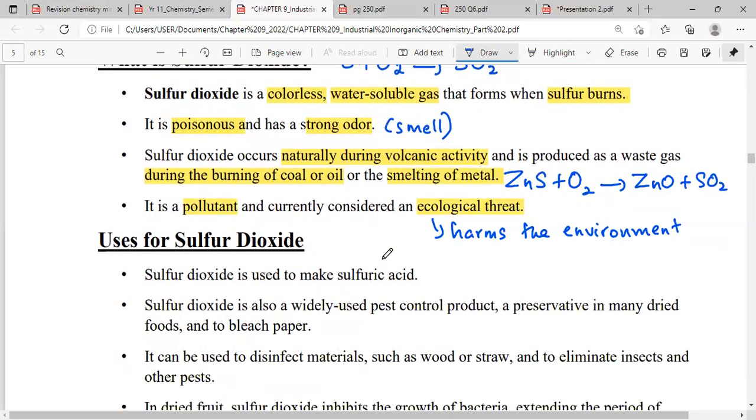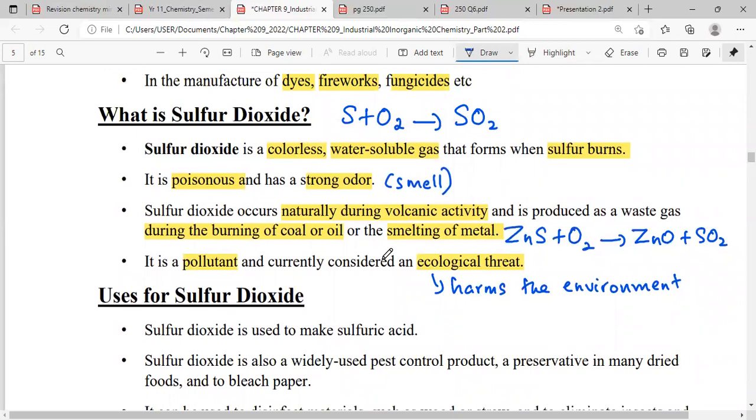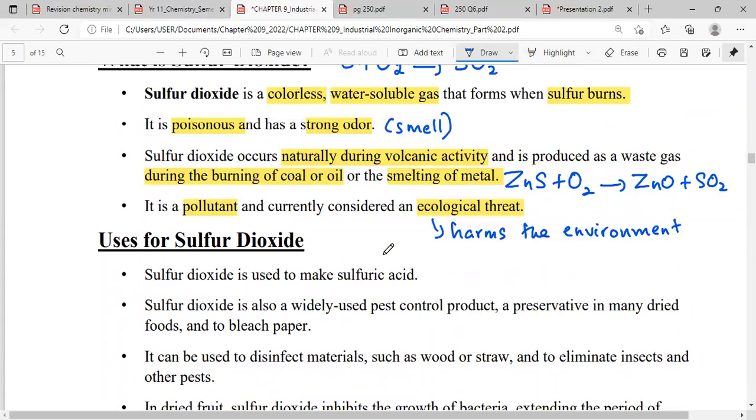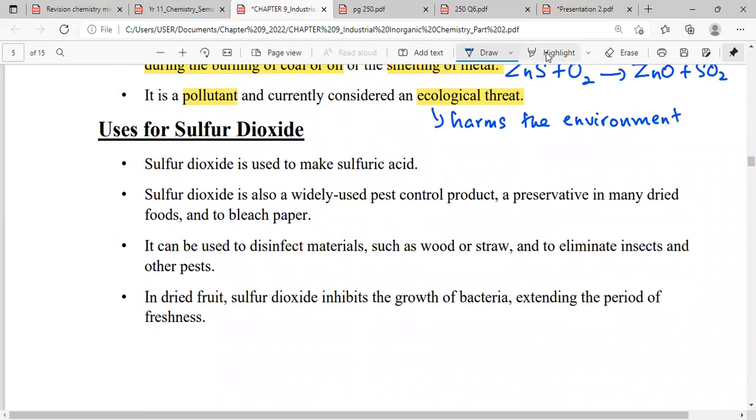These are some properties and sources of sulfur dioxide. Though it is poisonous and a pollutant, it still has some uses. Let us see what the uses of sulfur dioxide are. Just like sulfur, sulfur dioxide is also used to make sulfuric acid. This is one property similar to that of sulfur, and the one that you can easily remember. Now it also has some other uses, such as making pest control products.